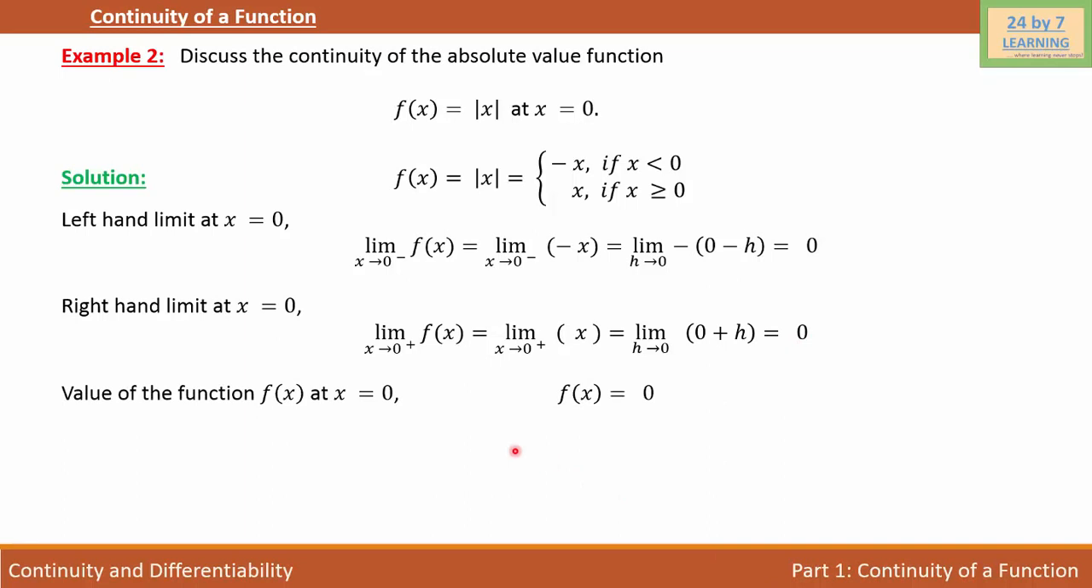The value of the function at x = 0 is 0, because when you plug in the value 0 over here, the absolute value of 0 is 0. That's why f(x) is equal to 0 at x = 0.